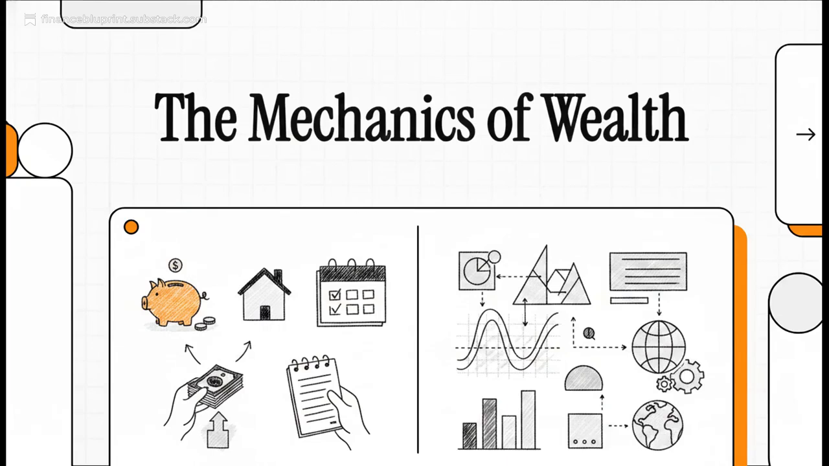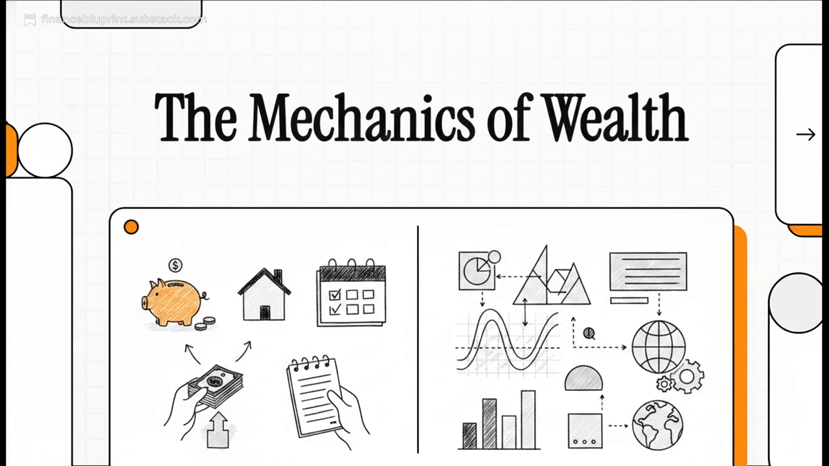Welcome to This Explainer. I'm absolutely thrilled you're here today because we're about to go on a seriously fascinating journey. We are going to completely deconstruct the mechanics of wealth, and we're going to do it by looking through two totally different lenses. First, we'll look from the bottom up, examining the intimate, everyday household budgeting habits of the self-made rich. And then we're going to dramatically zoom out and look at wealth from the top down.